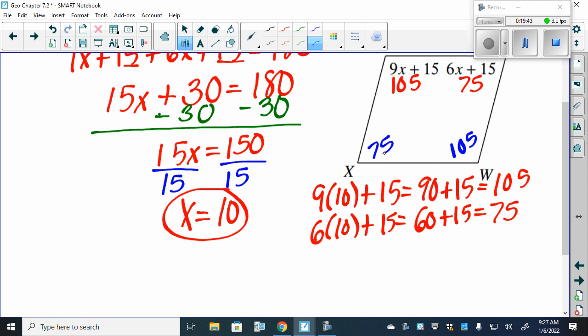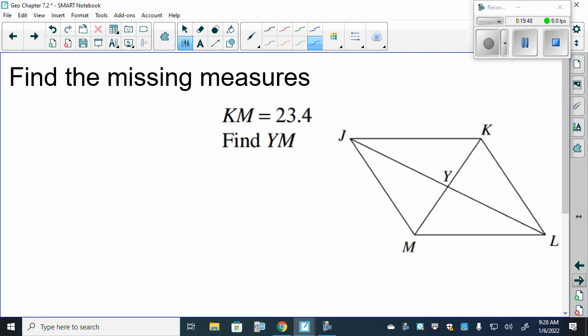Questions on this here? Okay, now we're going to look at the second half about the diagonals being bisected. This here is telling us that KM, the whole distance, is 23.4 units. It doesn't give us a measurement, so we can just say units. And it wants us to find the distance from Y to M.